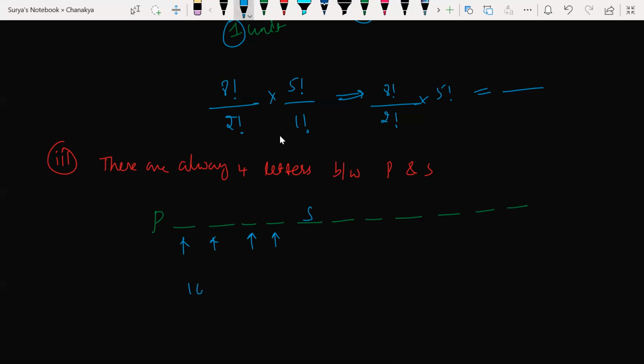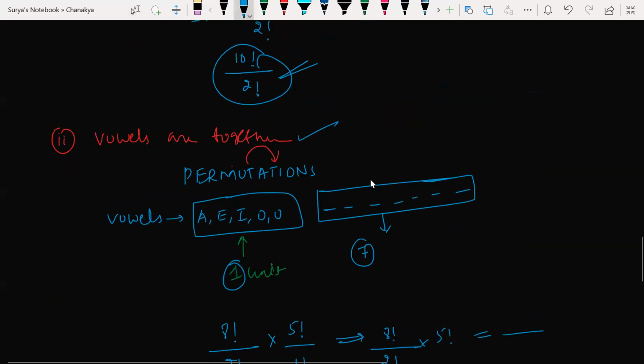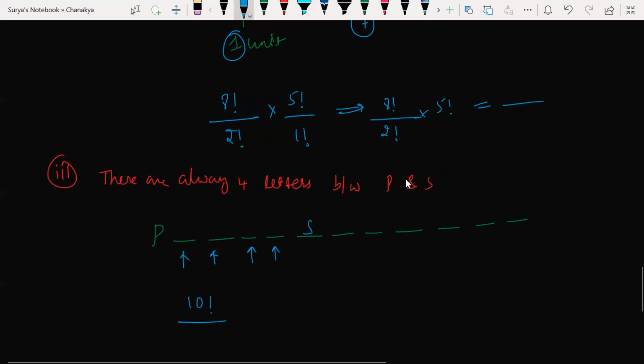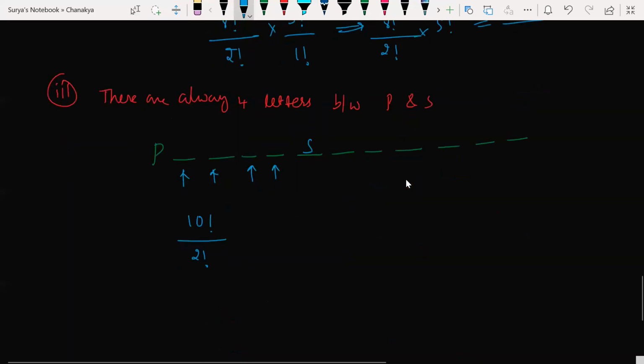Divided by, what is the repetition? Which letters are repeating here? 2 T's, so divided by 2 factorial. How many ways are possible like that? See, I didn't tell you that the word must start with a P only. The P can come here, and yes, can move here. Still there is a 4-letter gap between them. So one possibility here. Then this can come here, and this can go here. Second possibility.